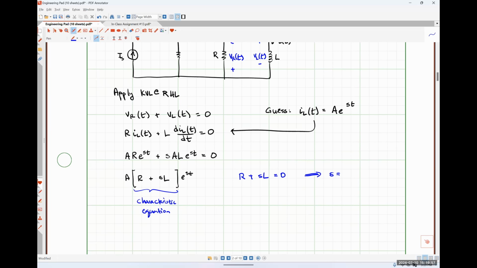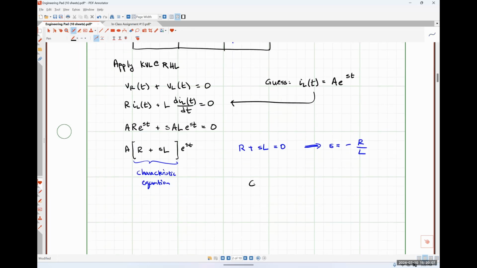Negative R over L. So, revisiting our guess, we now have IL of t is equal to A e to the negative R over L times t.